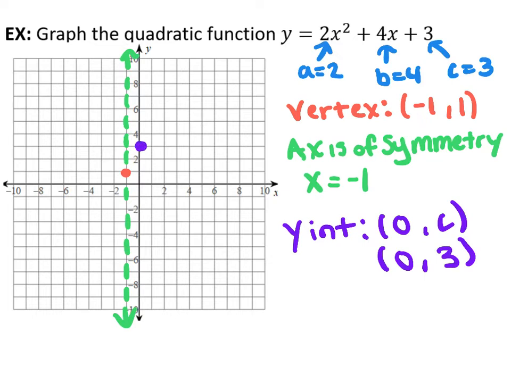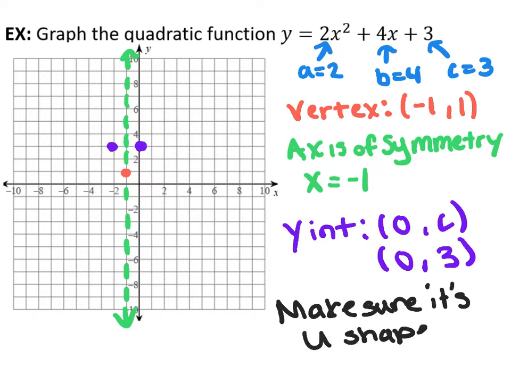Now, the last thing we need to do is find the point corresponding. So if I know that I have a point on this side that's 1 unit away from the axis of symmetry, if I go over 1 unit on the other side, I can plot that point corresponding. The last thing you want to do is draw in your parabola. And you need to make sure it's U-shaped is the key thing here. So you're going to do the best you can to sketch the graph of your parabola.